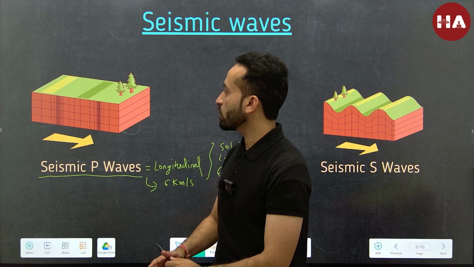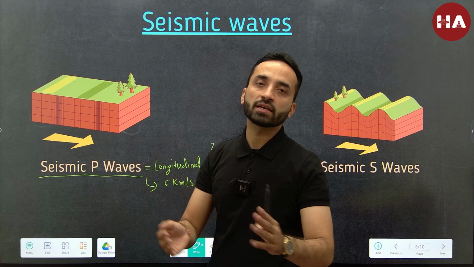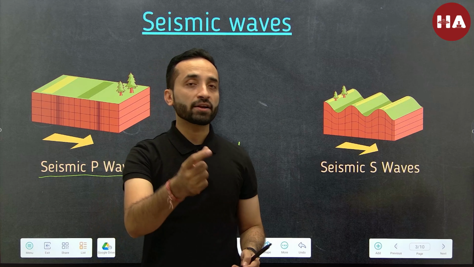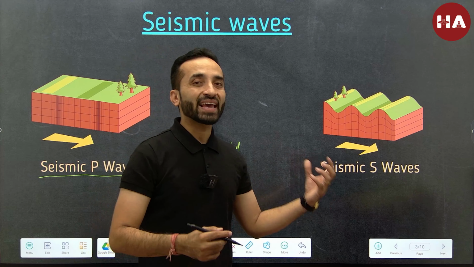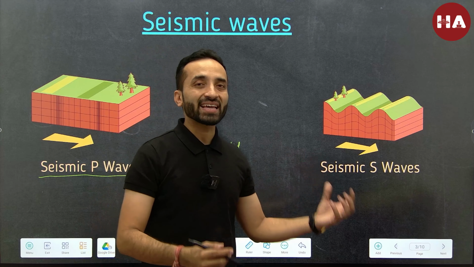So this is the wave that first reaches any point. These travel at a faster rate, while the seismic S waves, that are the shear waves, or you can call them the secondary waves, they travel with a speed much less than that. So this is like 4 km per second. So are you understanding what you mean by wave speed?